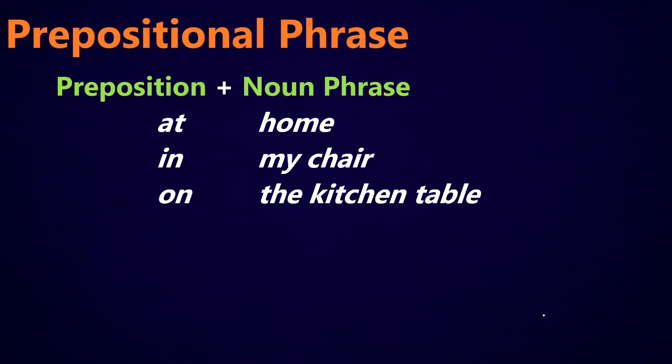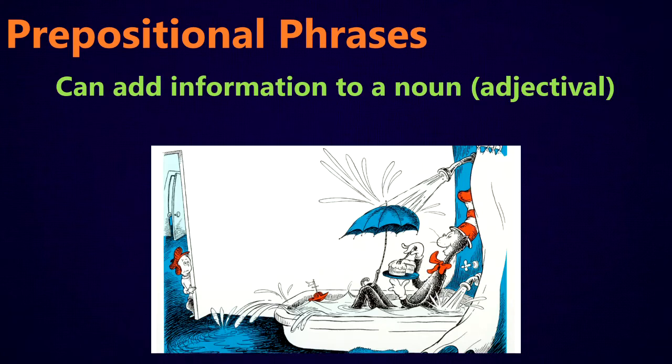So prepositional phrases will always be organized like this. They will have the preposition first and then they will have a noun phrase after it. And the noun phrase could be one word or it could be many words because noun phrases can be very long. But the preposition always comes first. So prepositional phrases can do a couple of things. They can either add information to a noun, so we call them adjectival, so they work like adjectives because adjectives describe nouns.